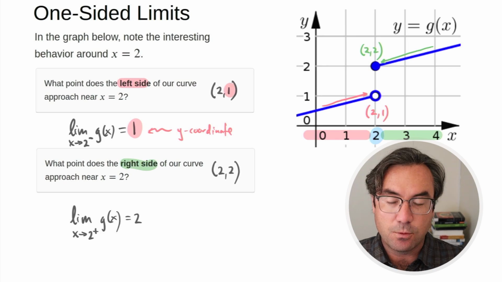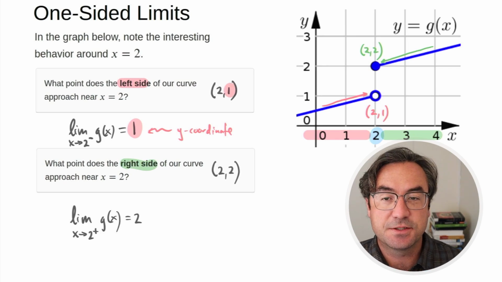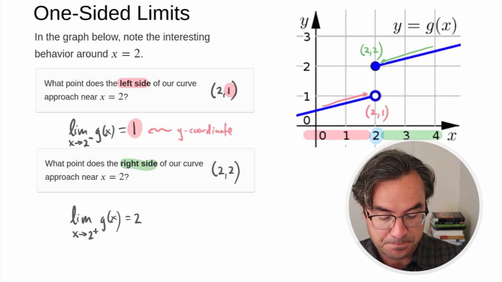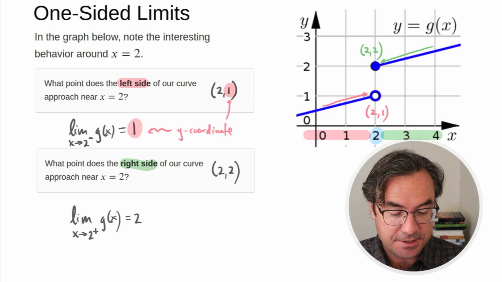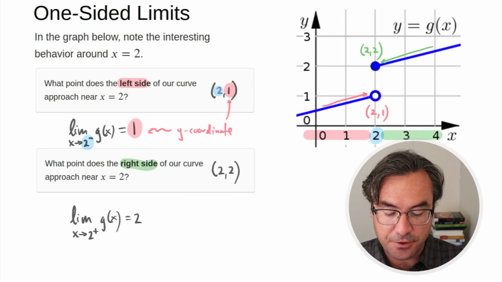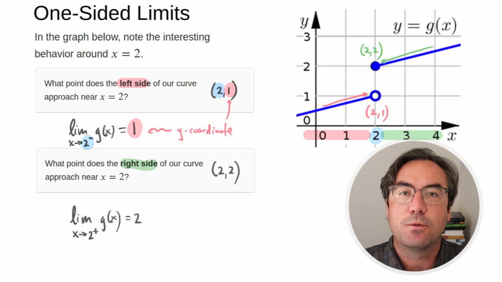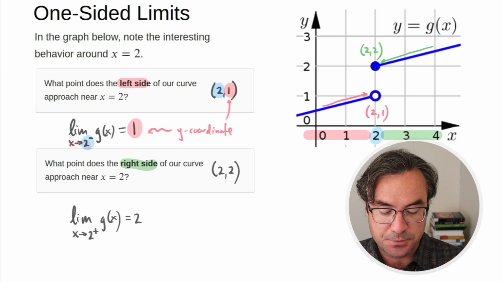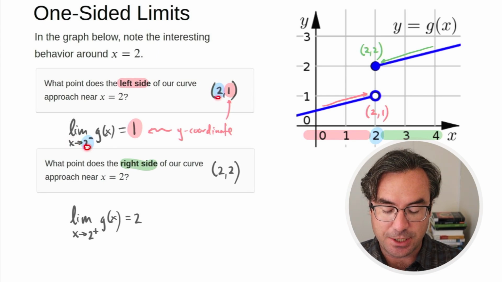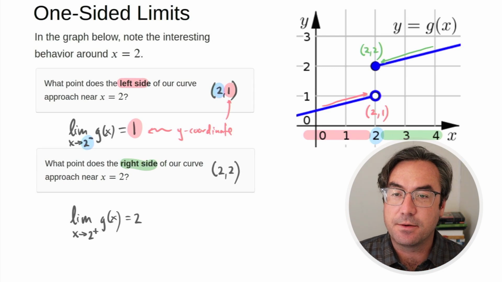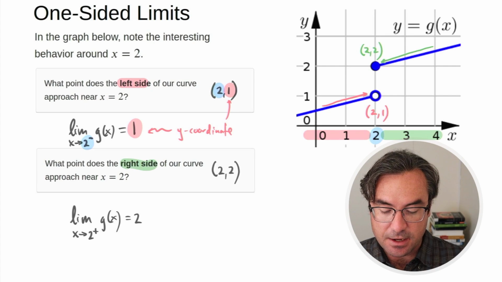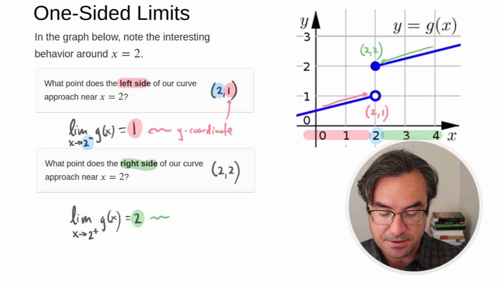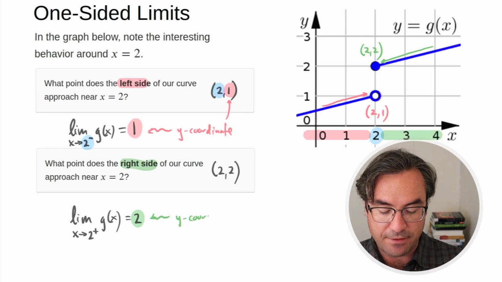You can see the left-hand limit is the y-coordinate of whatever point we're approaching over there on the left. And the x value is where the input is getting closer to. So x is approaching 2. You can kind of see the 2's match up there. And then for our right-hand limit, again, the value of our limit here is the y-coordinate of whatever point we're approaching.